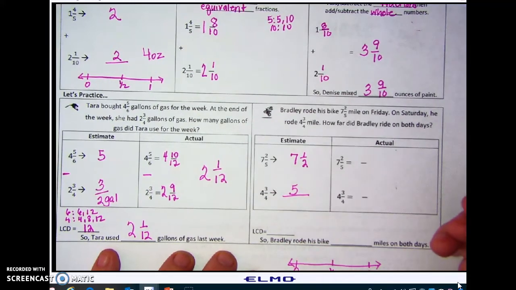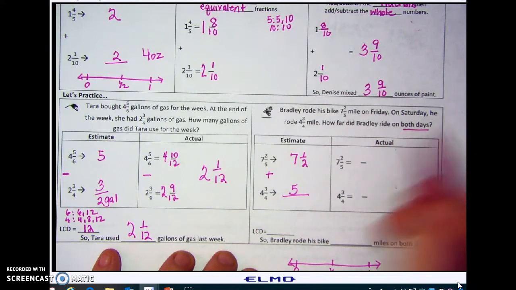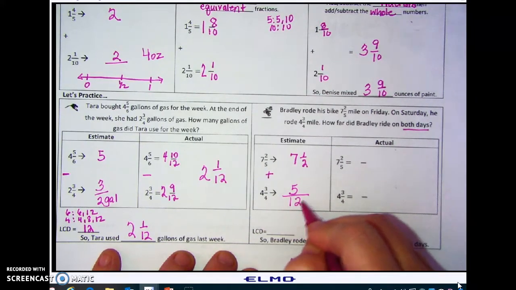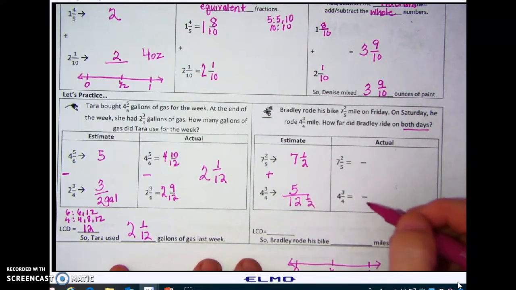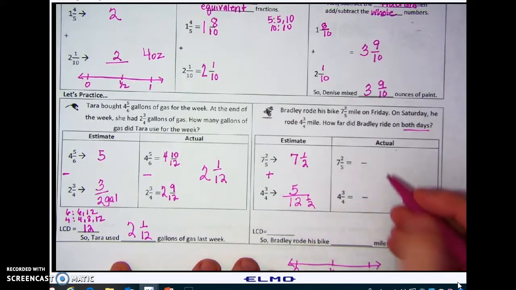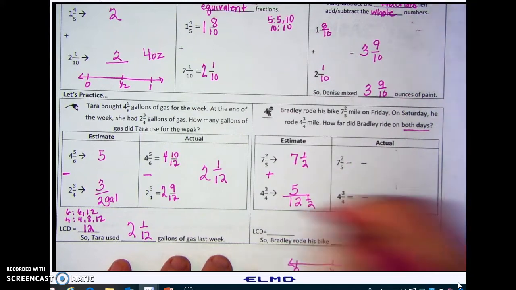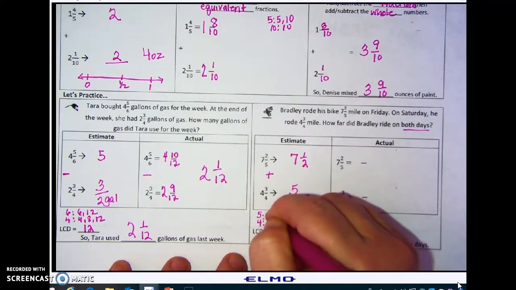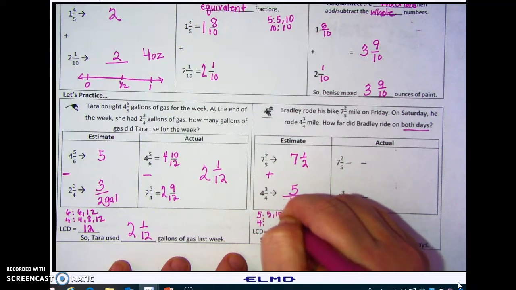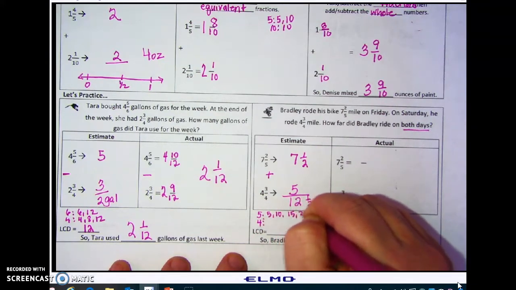So I should have, because I am adding, how far did he ride on both days? He should ride about 12.5 miles. Now I need to find my least common denominator for 5 and 4. I have 5 and I have 4. I have 5, 10, 15, 20.